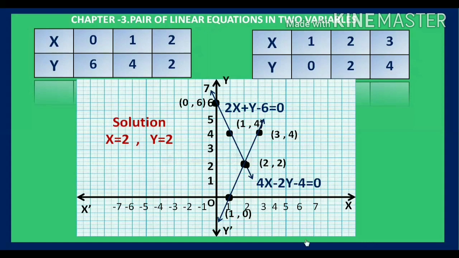So these are some questions from exercise 3.2, question 4. I think one more part is there, you can try yourself. I hope you learned the topic properly. If any doubt, you can re-watch this, you can watch it again.